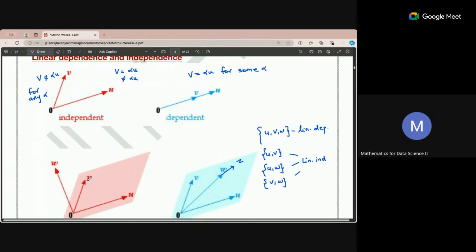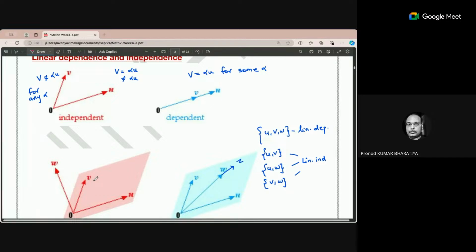So now, are they on the same line or in different directions? They are in different directions. Hence, u and v are linearly independent. That's all. Okay, so what if all three vectors are from different planes?